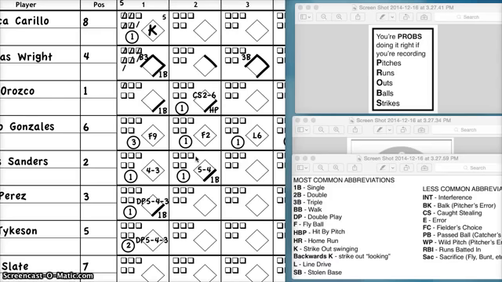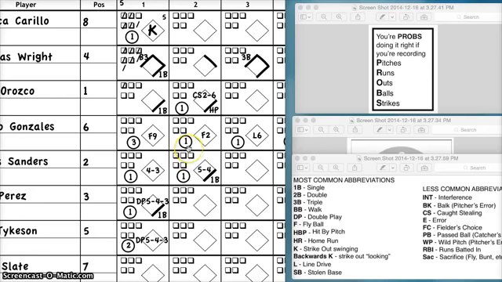I do want to mention, if there's ever some abbreviation you don't know or you're not sure how to write it, always just make a note to the side. Put a little star, draw an arrow, and just write it out on the side. Always better to do that than not write something and us not know what happened.